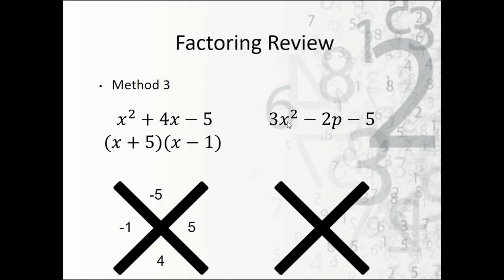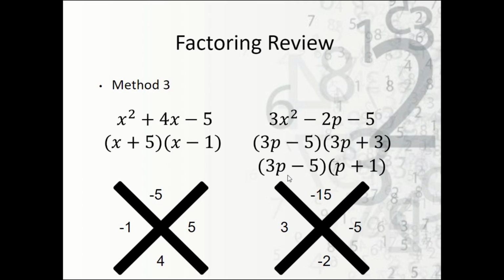Same thing here. We have 3x squared minus 2x minus 5. So we multiply 3 times negative 5, put that up top, so negative 15. We put this in the bottom, so that's negative 2. I need two numbers that multiply to get negative 15 and add to get negative 2. So I get negative 5 and 3. And I put that in, so I get 3x minus 5 and 3x plus 3. Factor out the 3 in here. And I get 3x minus 5 times x plus 1.